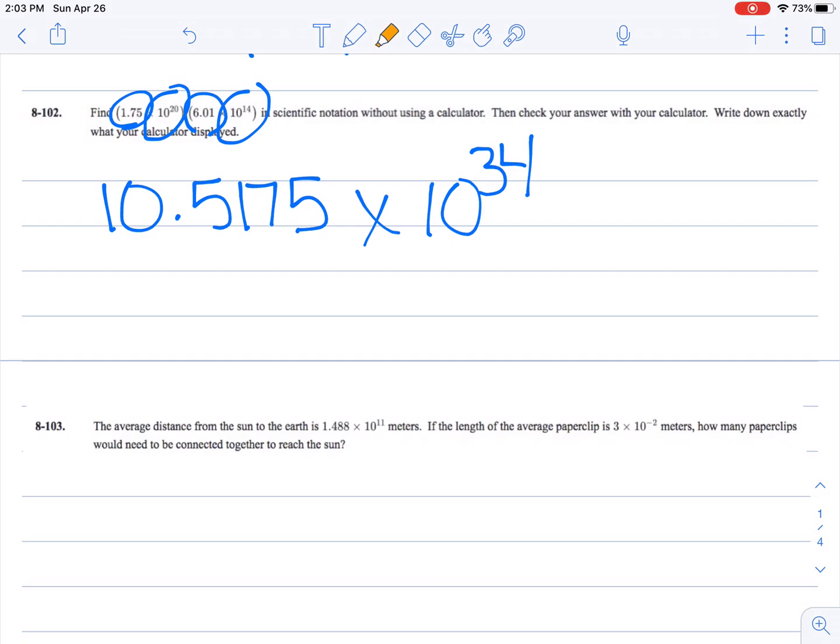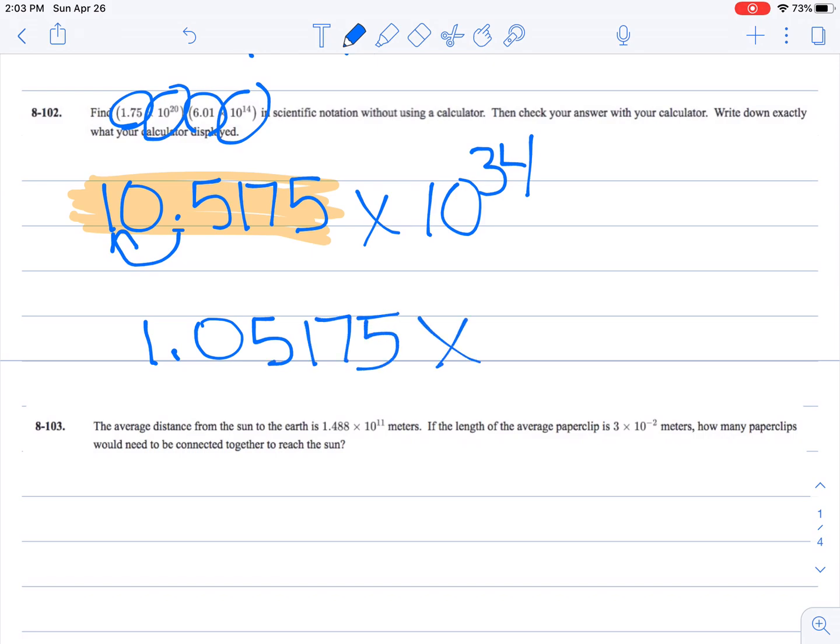Just like the last question, this value is not in correct scientific notation. It needs to be a number between 1 and 10, and this number is higher than 10. So this decimal has to move over one spot. So I would have 1.05175 times 10 to the, I'm moving it over, so I need to have it to the 35th power.